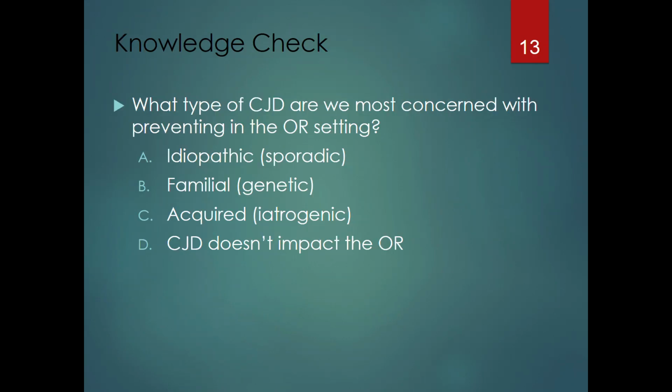It's knowledge check time. What type of CJD are we most concerned with preventing in the OR setting?